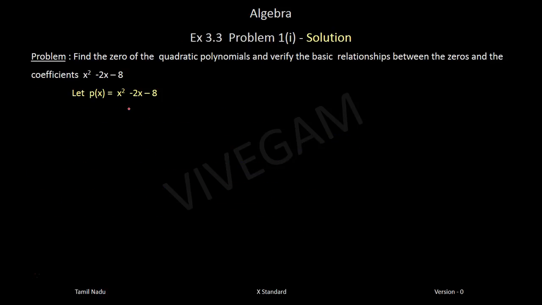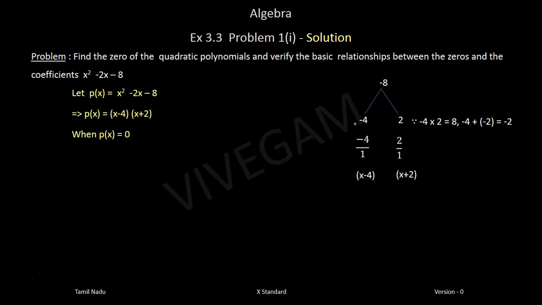The polynomial is x square minus 2x minus 8 and we need to factorize this. Okay, actually this should come early. So we need to factorize. How will we factorize? Multiply the coefficient of x square, which is 1, and the constant, that is minus 8. So minus 8 must be factorized in such a way that when you add these factors, it should give you the coefficient of x. That is the rule.